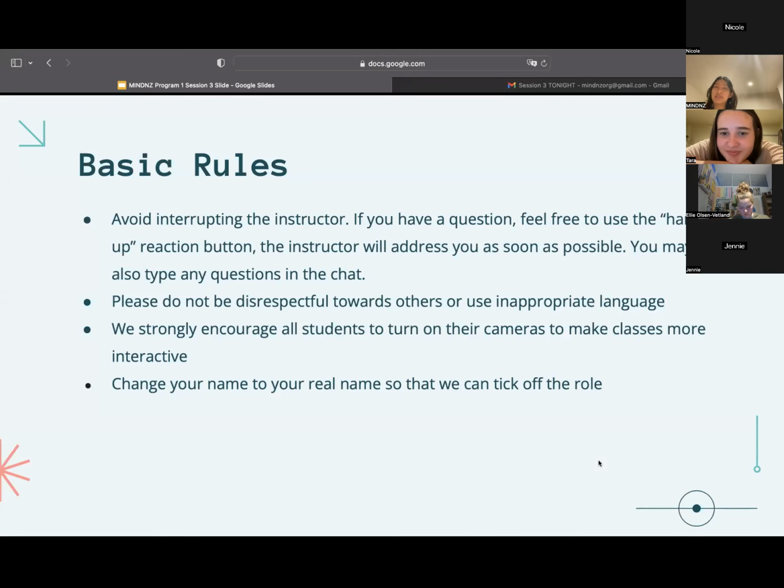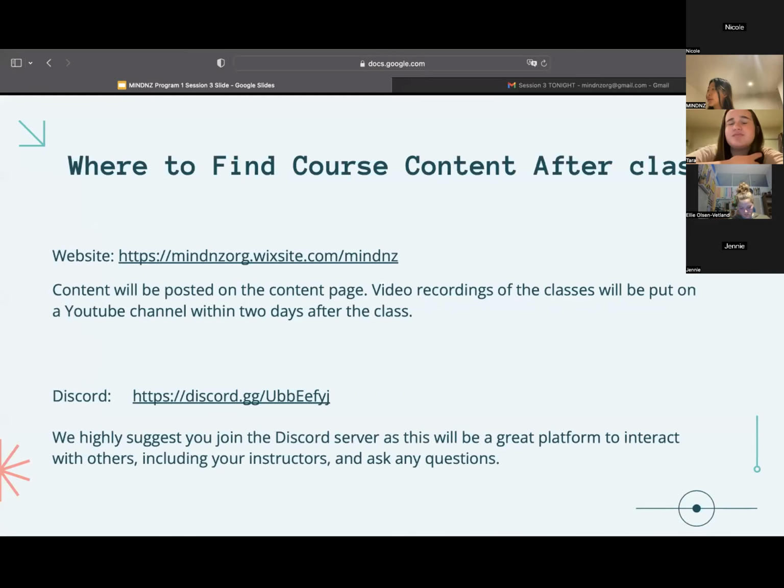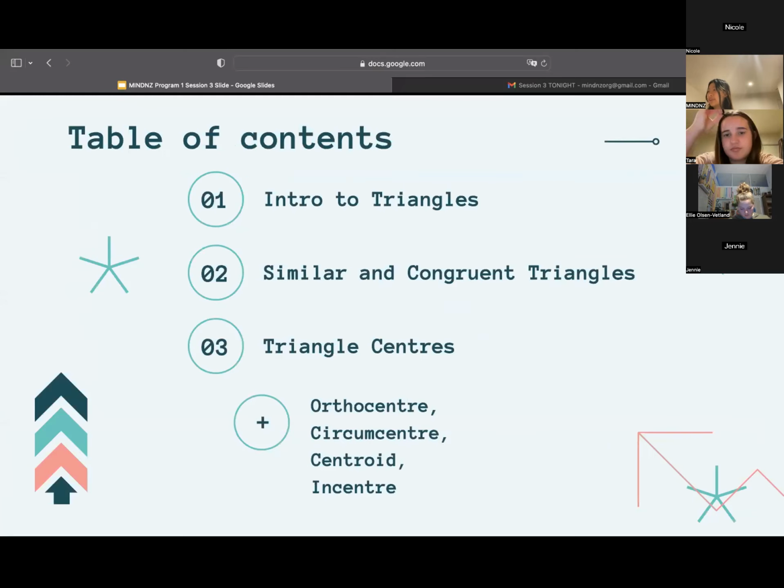So basic rules, I think we know them all. Way to find course content, I think we know that as well. Okay, so today we're going to talk about what triangles are. Secondly, we're going to talk about similar and congruent triangles. And thirdly, we're going to talk about a few different kinds of triangle centers.